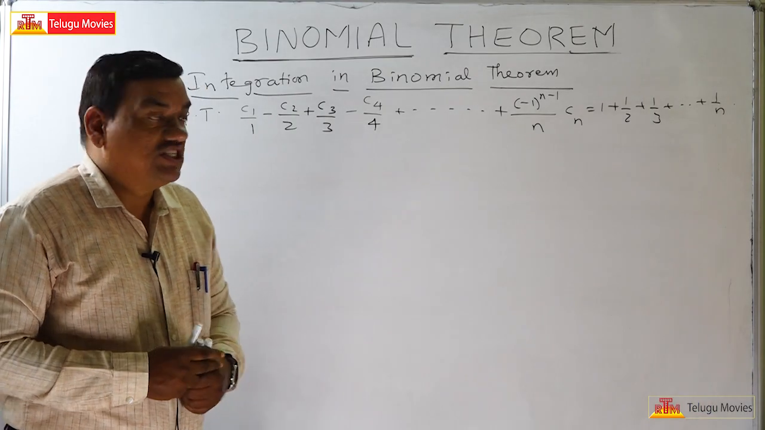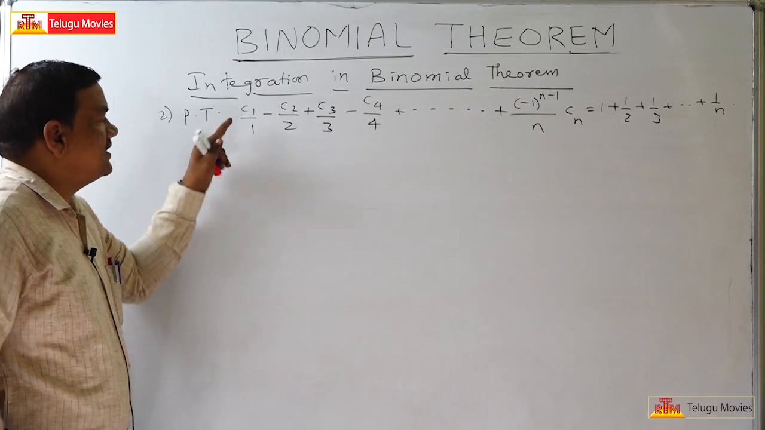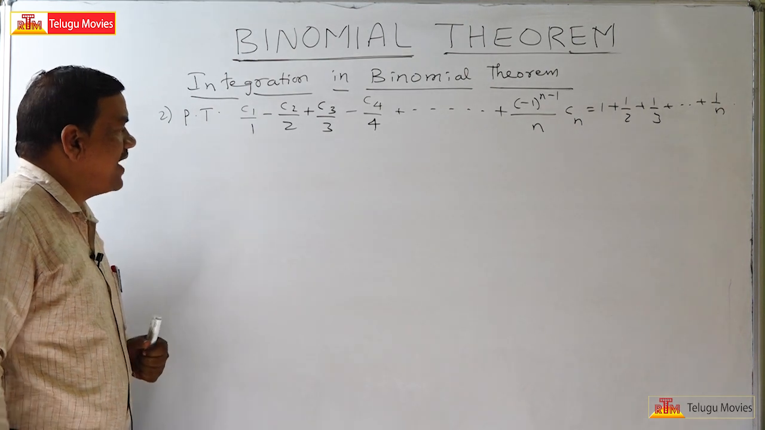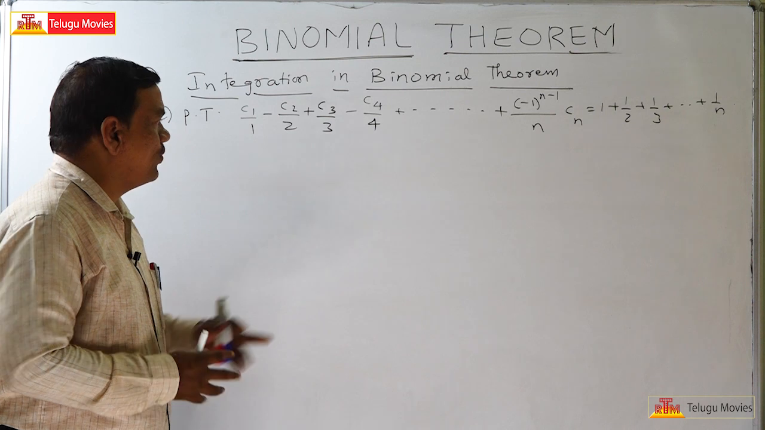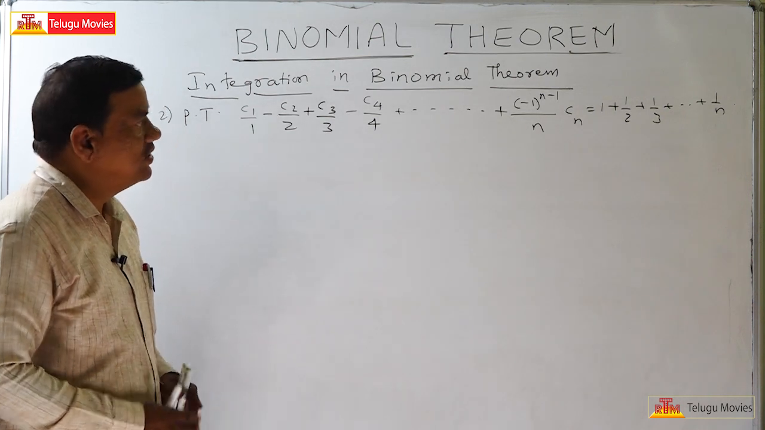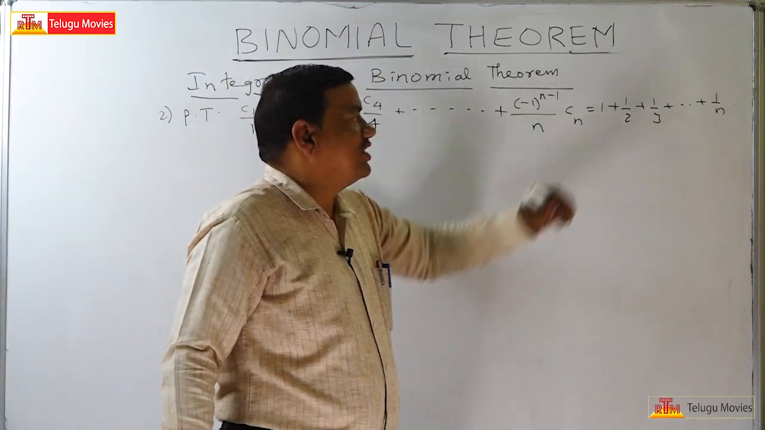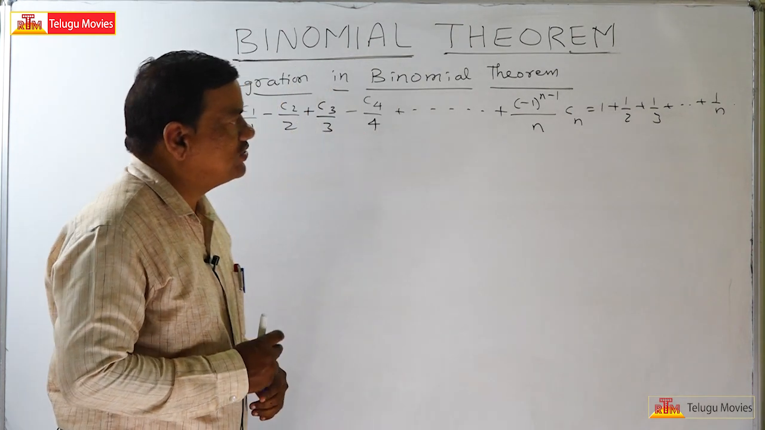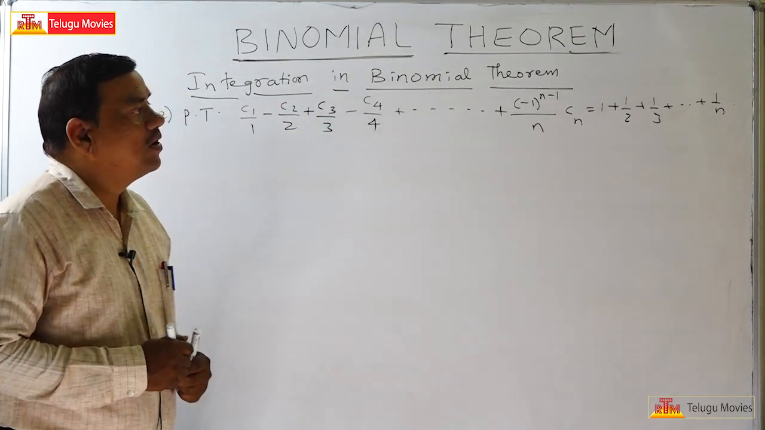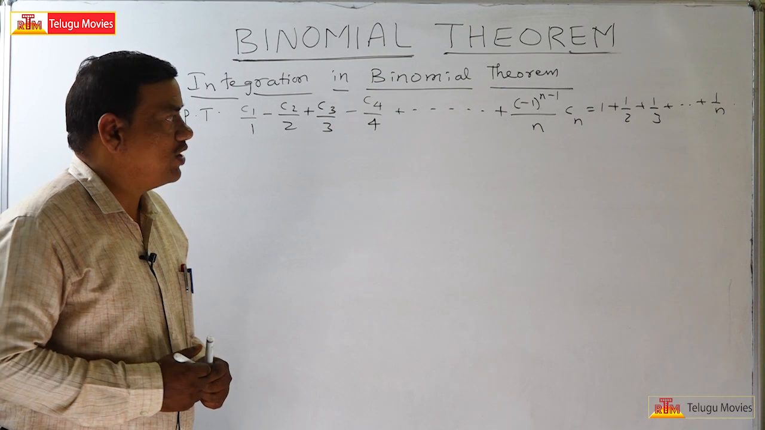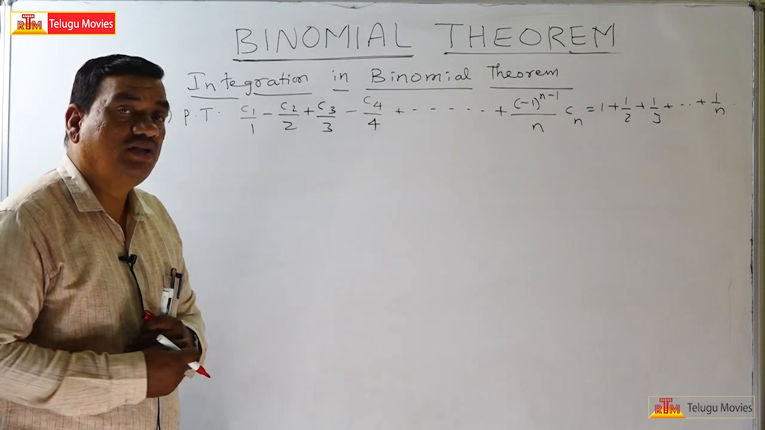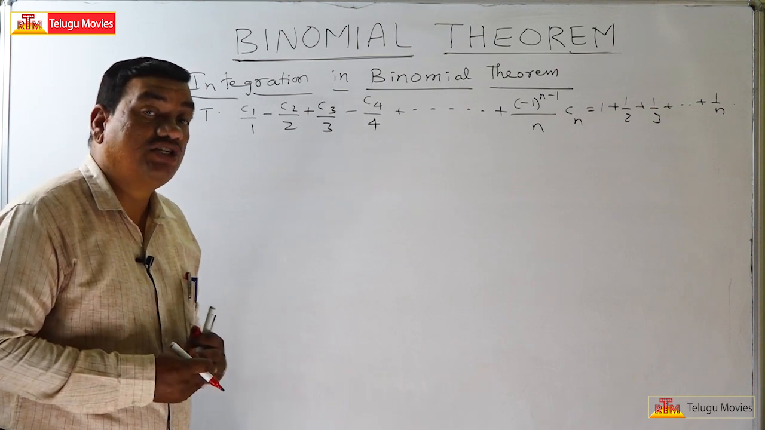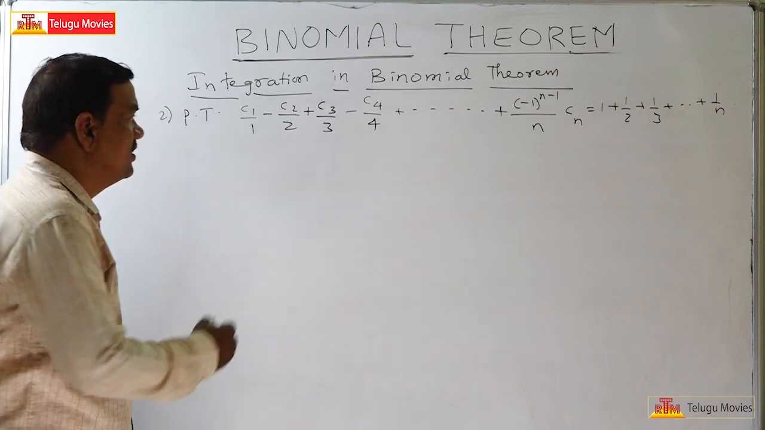Welcome back to this problem. Prove that c1 by 1 minus c2 by 2 plus c3 by 3 minus c4 by 4, that means alternate plus minus, so on cn, is equal to 1 plus 1 by 2 plus 1 by 3 plus so on 1 by n. Now that we have to prove. Let us see that. Here also we will make use of integration, and we will see at which stage we use it.